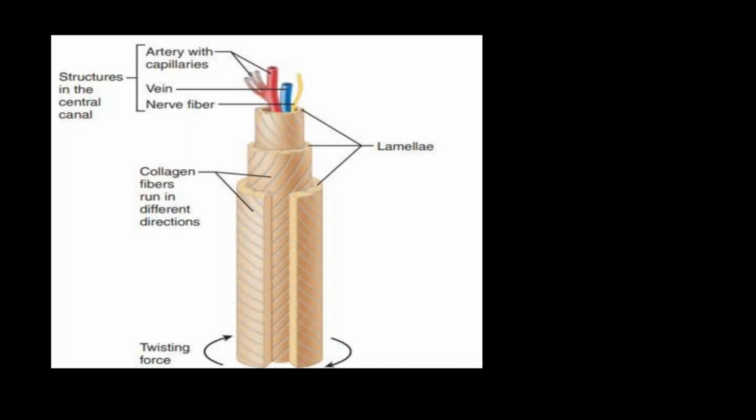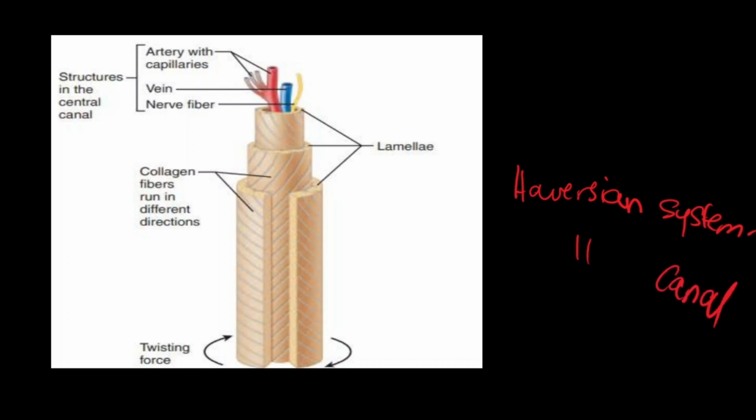And the osteon is made of concentric matrix tubes called the lamella, and these matrix tubes have a central canal through which blood vessels and nerves pass. Now this entire system of the lamella and the central canal is known as the Haversian system, and the central canal that we have there is the Haversian canal, and we have blood vessels and nerves passing through that canal.